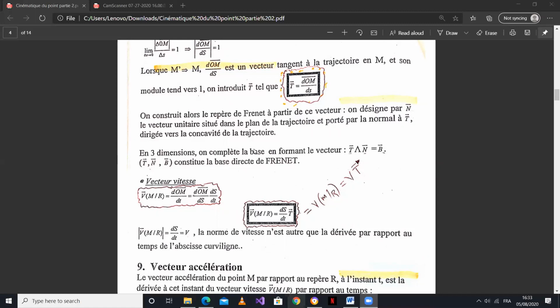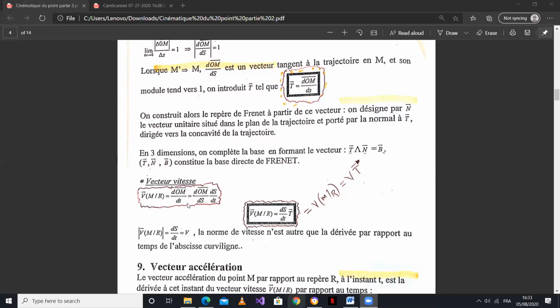And finally, we are going to have our base, la base du repère de Frenet, which is T, N, and B. And it constitutes la base directe de Frenet. Then we come to the vector Vitesse.